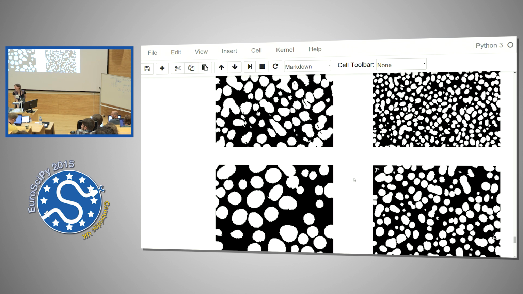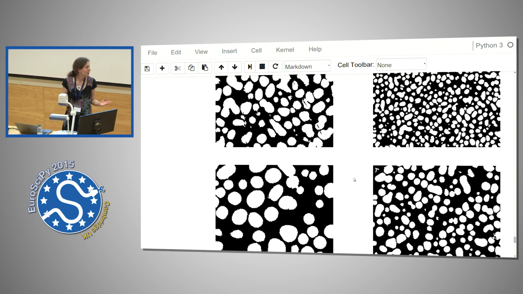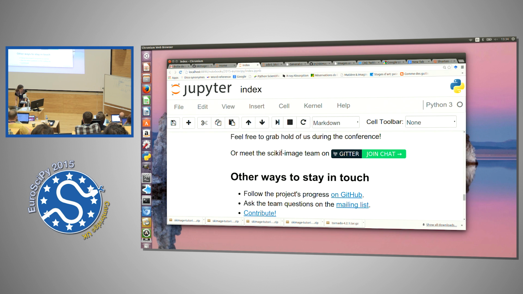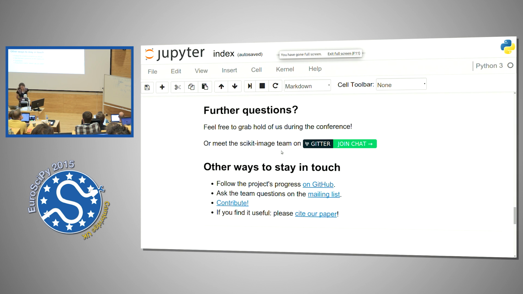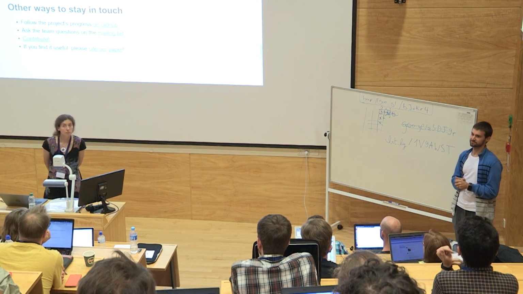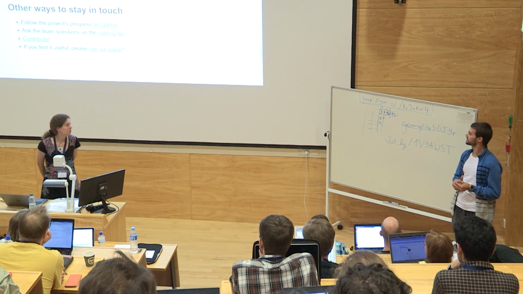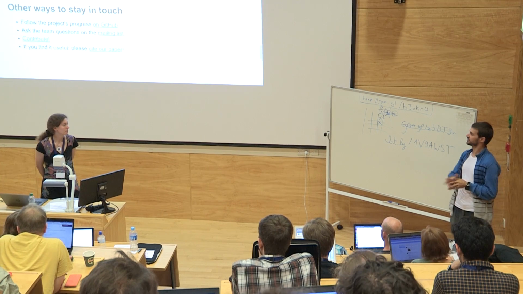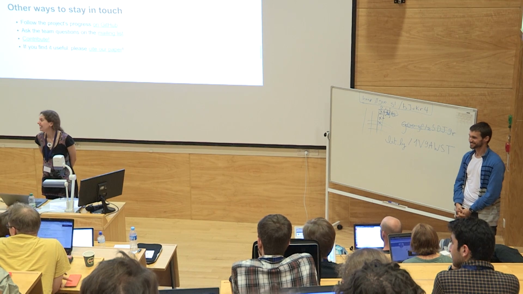Other questions? If you have other questions and you don't want to ask them now, we will switch to the index, just to show, so we'll be having a sprint on Sunday. Please come to that. We're very friendly to new contributors. And 3 years ago, I was a new contributor, and now I'm a core dev. So come to that. And also, you can always find us on Gitter, which is this GitHub-integrated chat system. So feel free to find Emmanuelle and me during the conference if you have questions. We also have a mailing list and GitHub. And finally, we have a paper. If you use scikit-image in your research, please cite the paper. Okay, thank you very much.